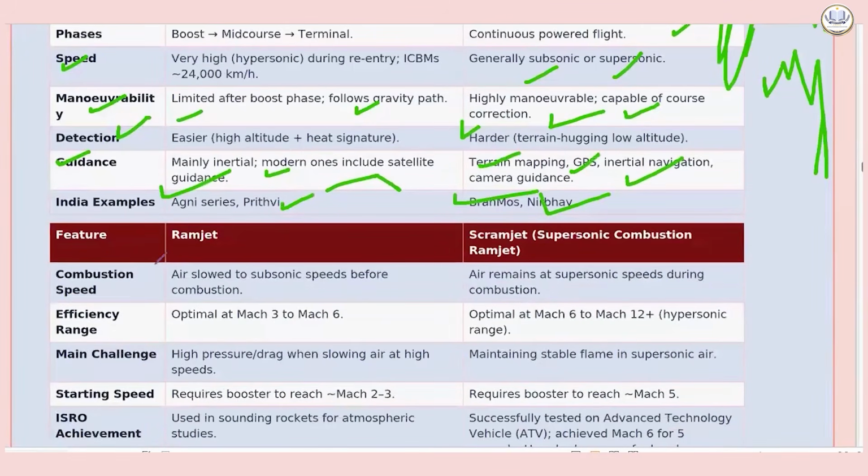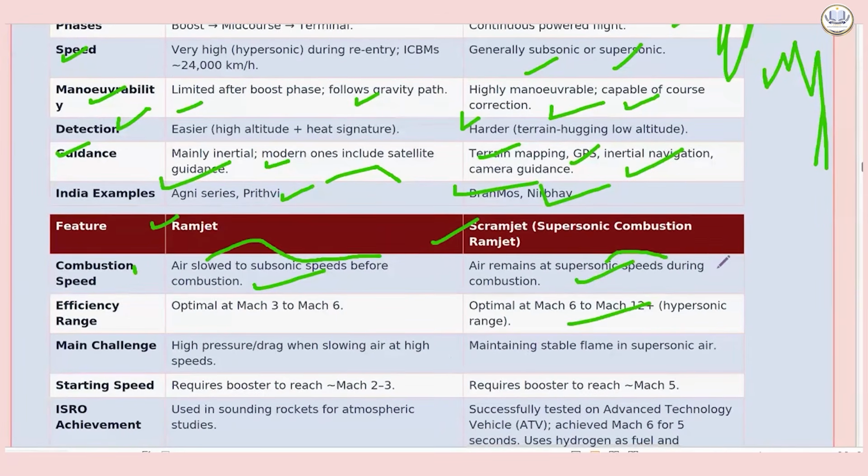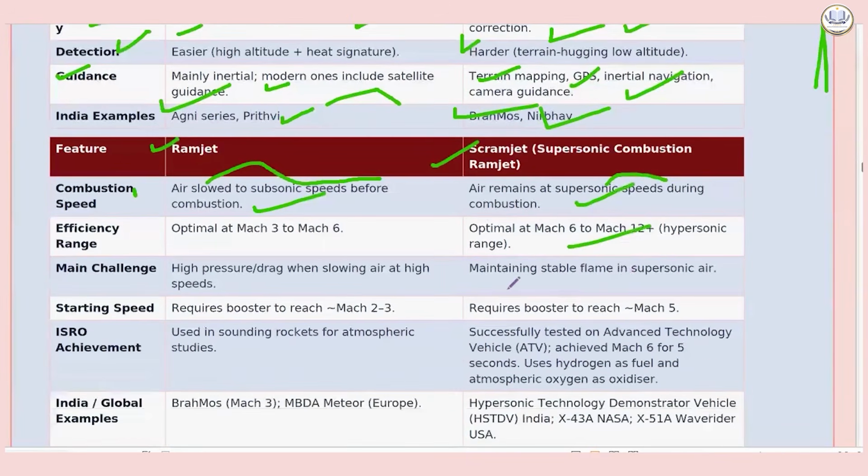And there are two types of engine, ramjet and scramjet. In ramjet, air is slowed to subsonic speed before combustion. In scramjet, air remains at supersonic speed during combustion. Here we get more efficiency and speed, and we can generate hypersonic speed through scramjet.